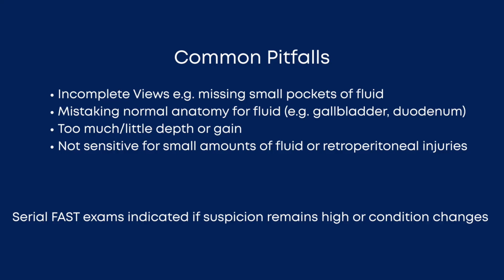In terms of test performance, the FAST exam has a sensitivity around 70 to 85% and specificity of 95 to 100%, which is why serial FAST exams are sometimes indicated if your suspicion remains high. Great. So in an unstable trauma patient, if you see the fluid, how do you interpret that? In the context of trauma, especially if it is an unstable patient, we want to assume that it's blood until proven otherwise. So the patient should be prepped for the OR or have serial FAST exams done.